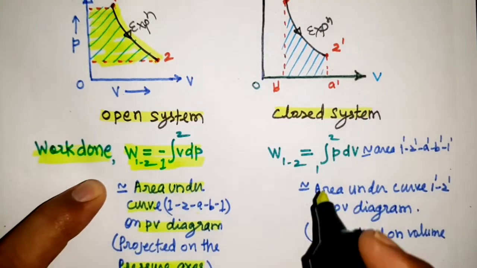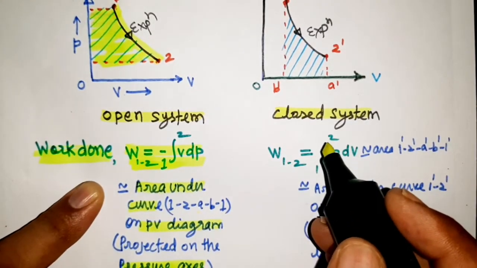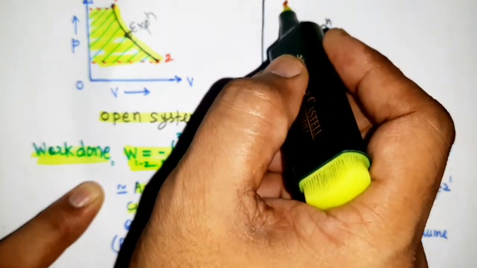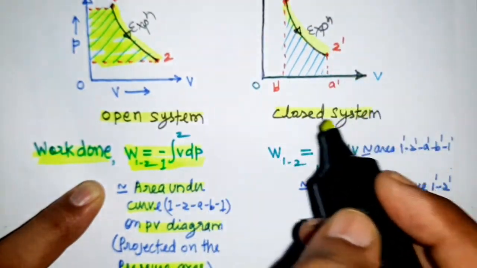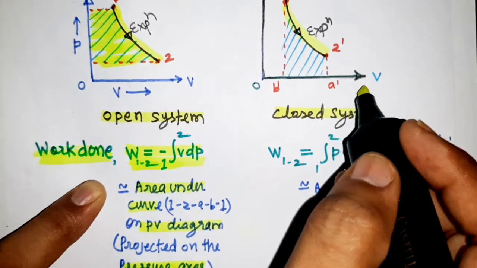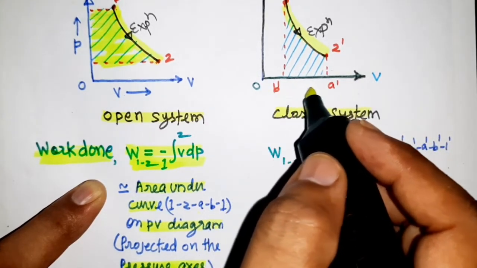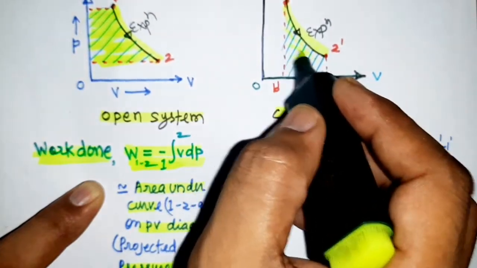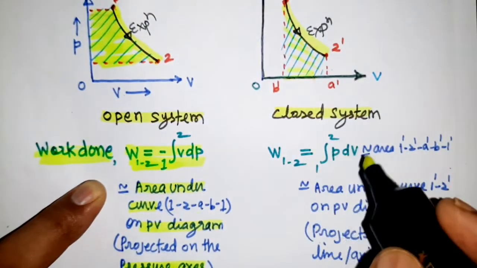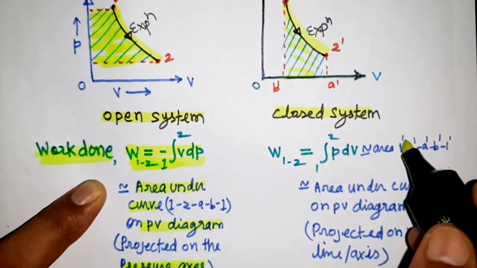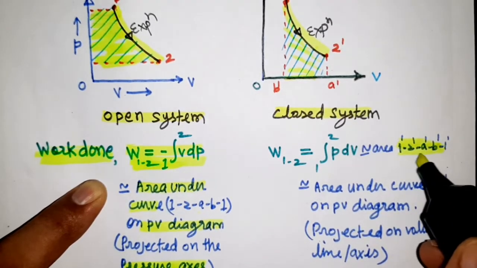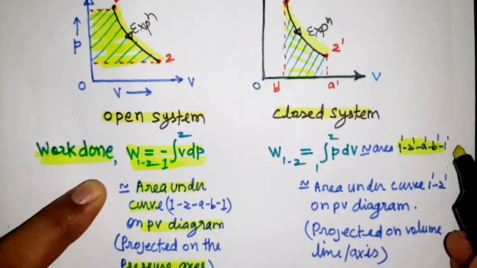While in case of a closed system, as you have seen in previous videos, this is the expansion process. During this process, volume is increasing, left to right. The area covered by this curve is equivalent to the work done during this closed system, which is equal to area 1 to 1 dash 2 dash a dash b dash 1 dash.